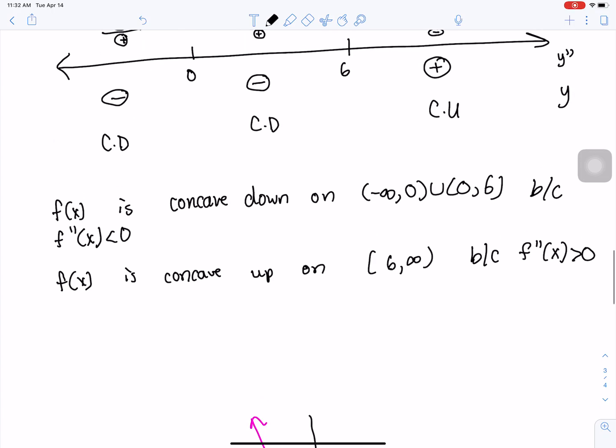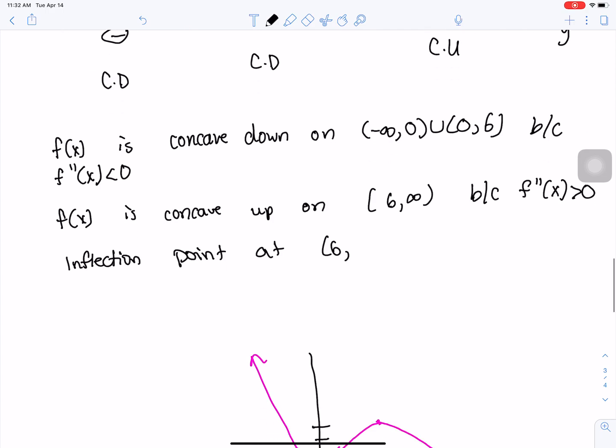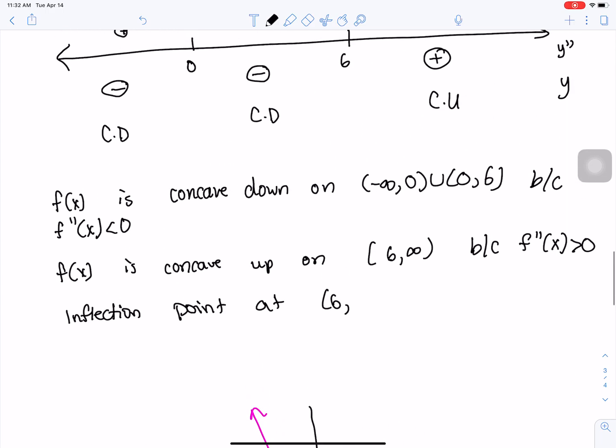Now, is there any sign switches? The sign switches from negative to positive at x equals 6. So we're going to say inflection point at 6 comma, and I believe that was an intercept, so 6 comma 0. So we're just going to highlight these because those are part of our solution.